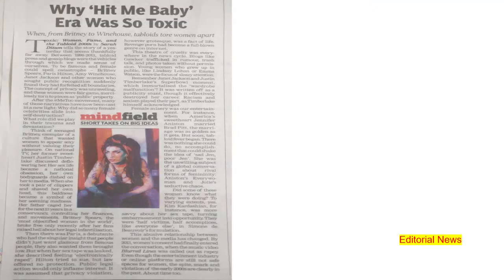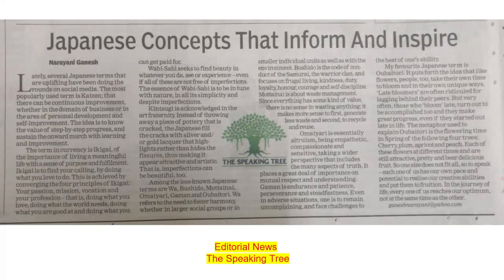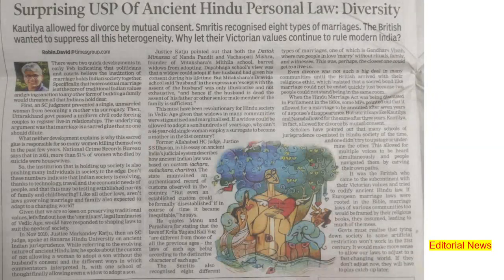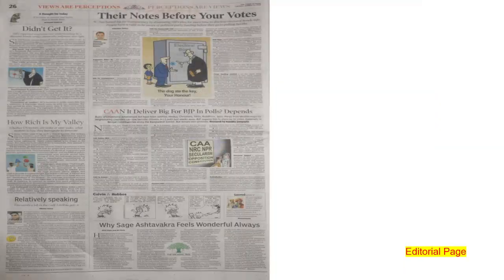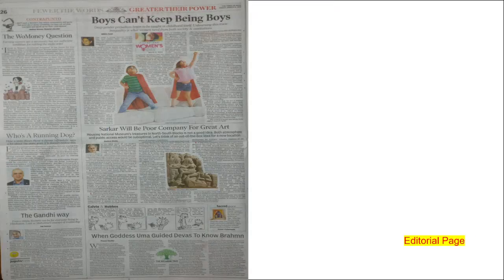And again, why Hit Me Baby era was so toxic, again news. And Pain Point, again news. And this is the Speaking Tree. So when we read the editorial section, we come down to these particular pages. Again, there is one editorial section news. And again, there is another page of the editorial section, 1, 2, 3, 4, 5, 6, and I've shown you separately the sections. So it gives you a bit of a glimpse.